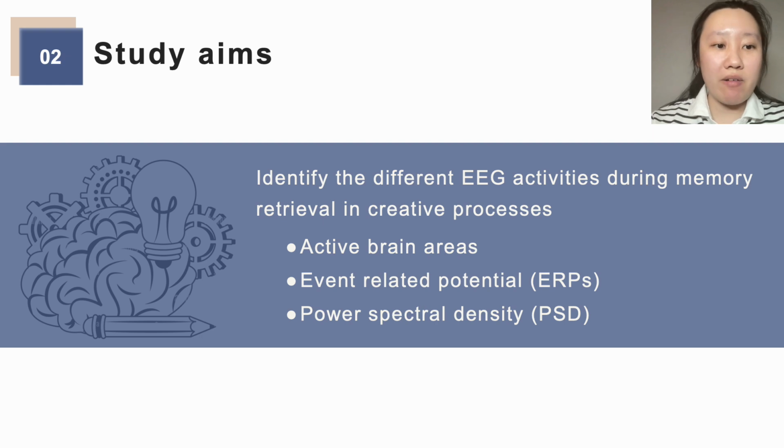The memory retrieval is the semantic memory and episodic memory processes. As for the EEG activity, we will identify the following three activities: the active brain areas, event-related potential, or we call it ERPs, and the power spectral density.